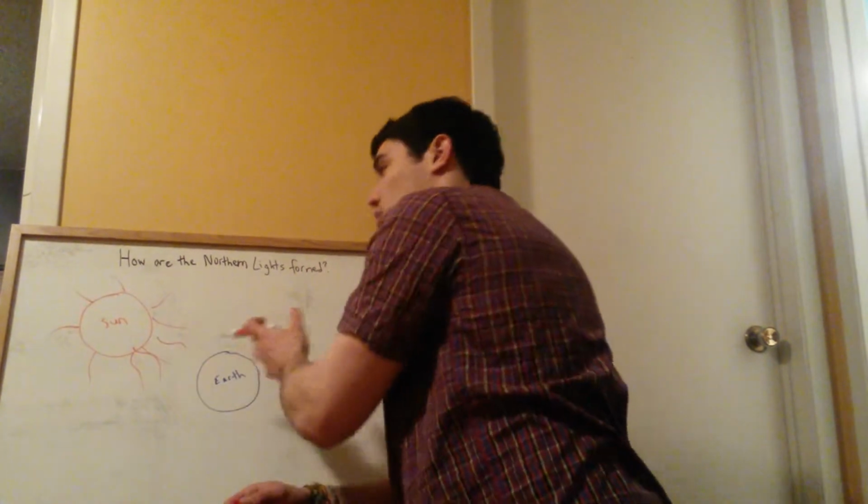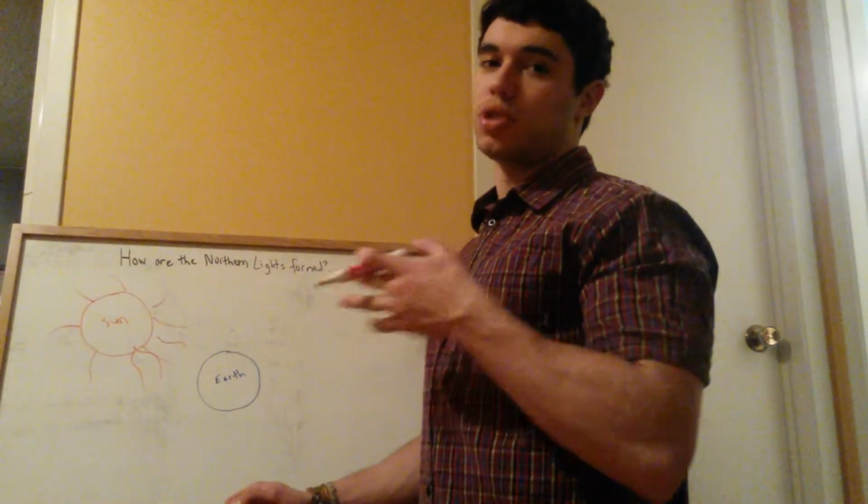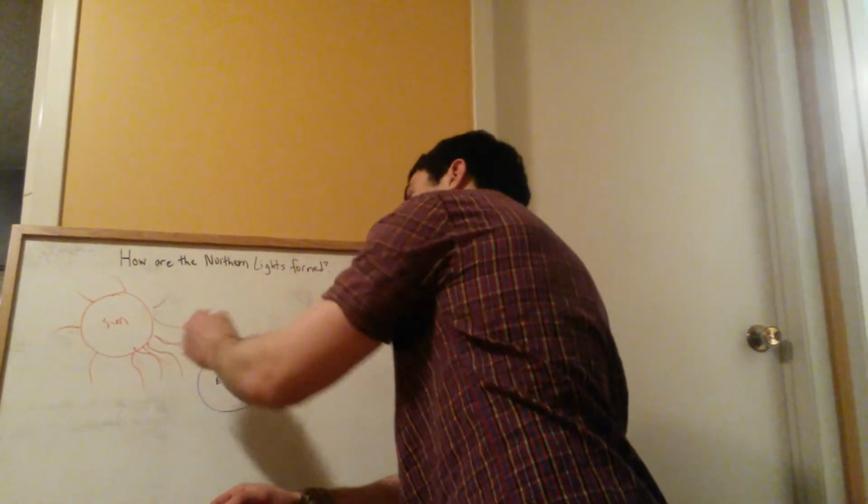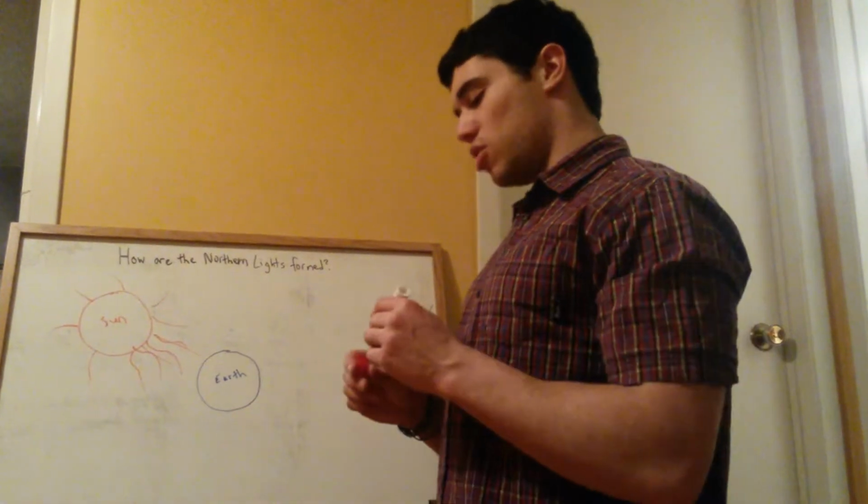And so obviously the earth is going to be in some direction of the sun. So some of these particles, some of these electrons, are going to be hitting the earth. Now there are particles from the sun going towards the earth.